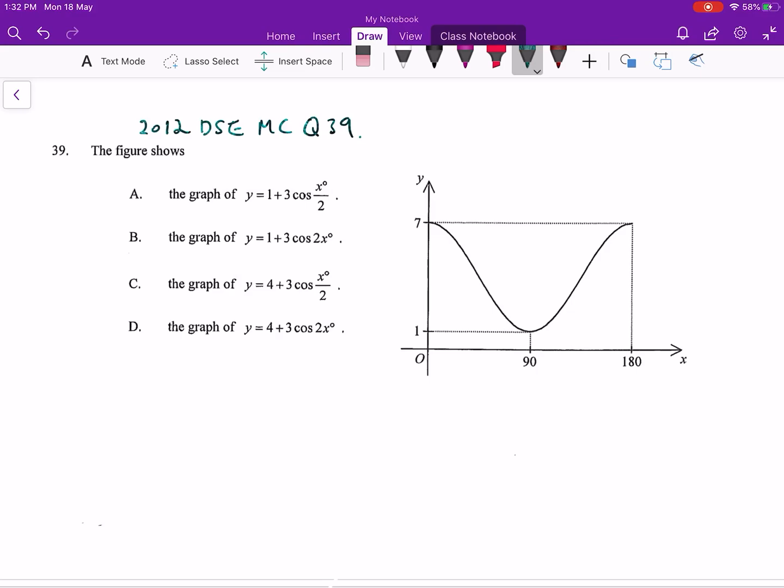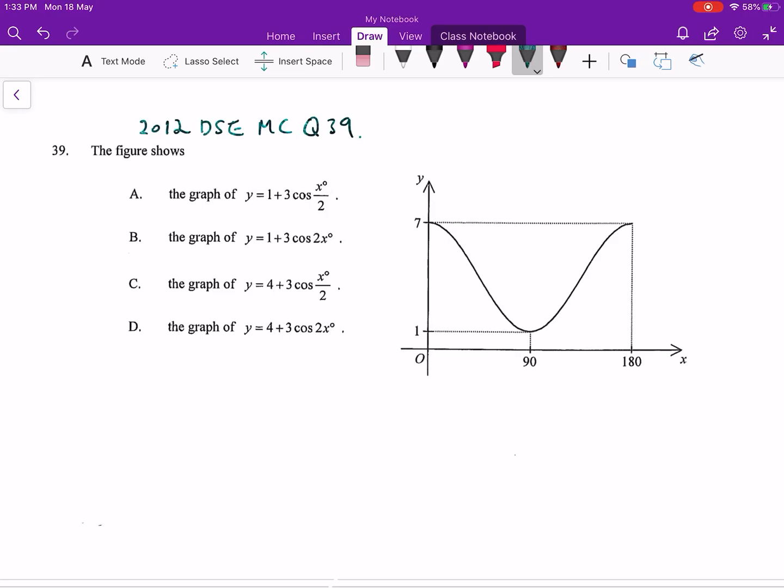The next question is 2012 DSE Math C questions 39. It is also the same as question 38, a transformation of function, and this time it is testing you on the trigonometric function. For this kind of question, you can make use of the substitution of points to do it, but in this question I would like you to at least know the basic properties of the sine, cosine, tangent graph.